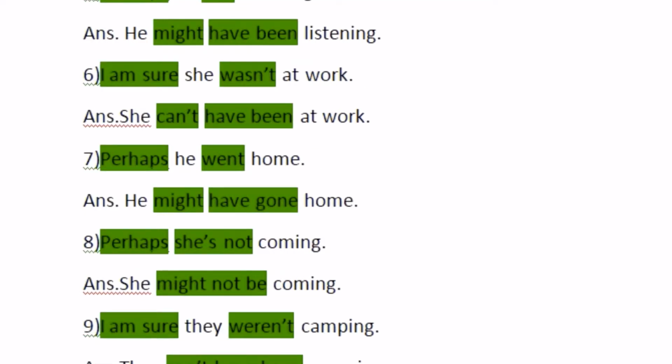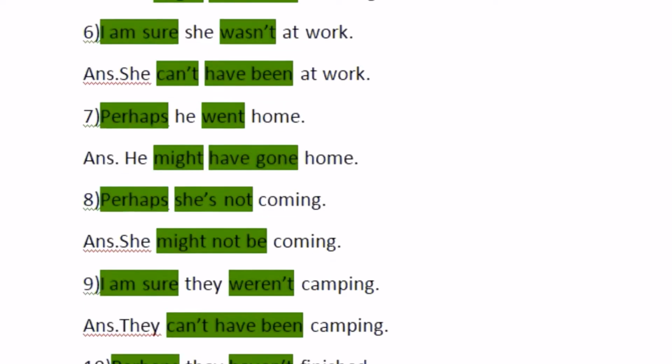Let's talk about question number 10 there. Perhaps they haven't finished. Perhaps, negative, haven't. Isn't it? Yes. Perhaps, and the sentence is negative. So what you have to write? What is subject? They is subject.